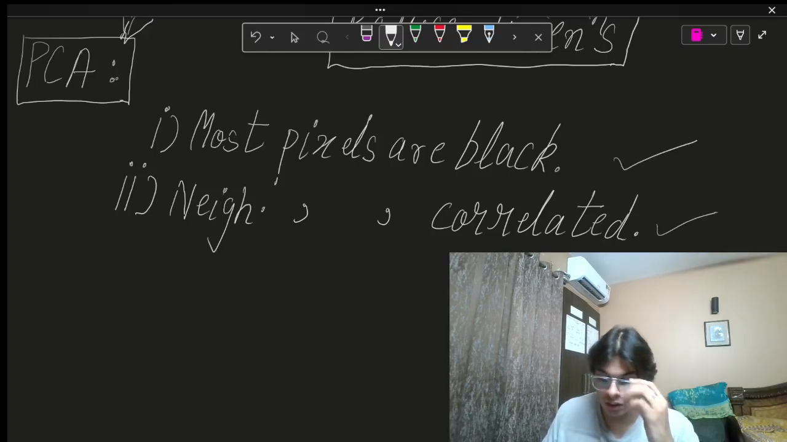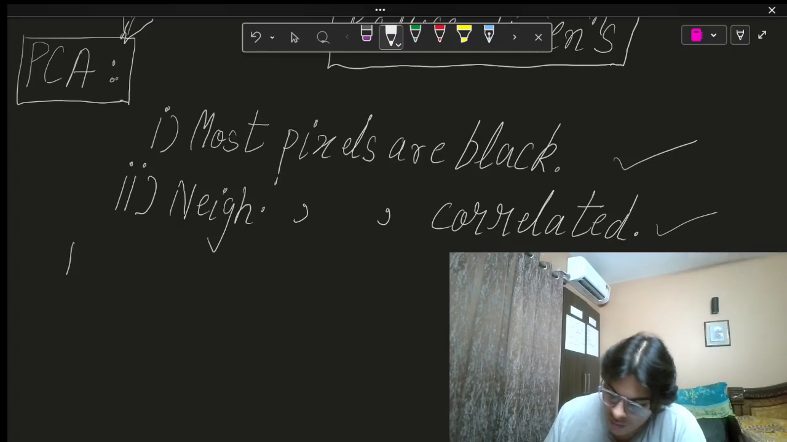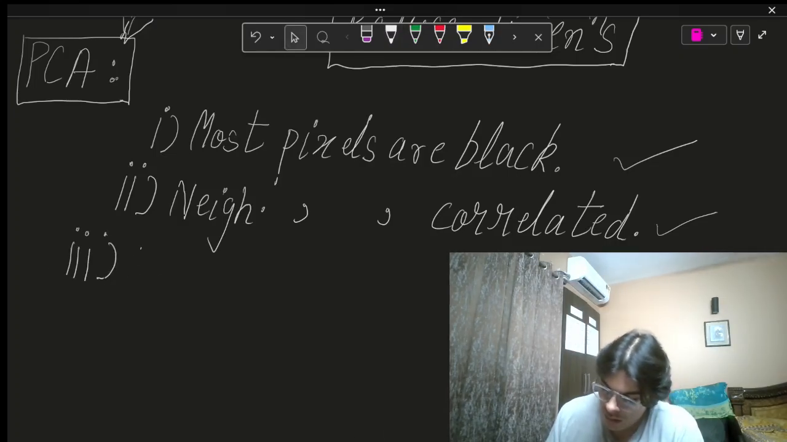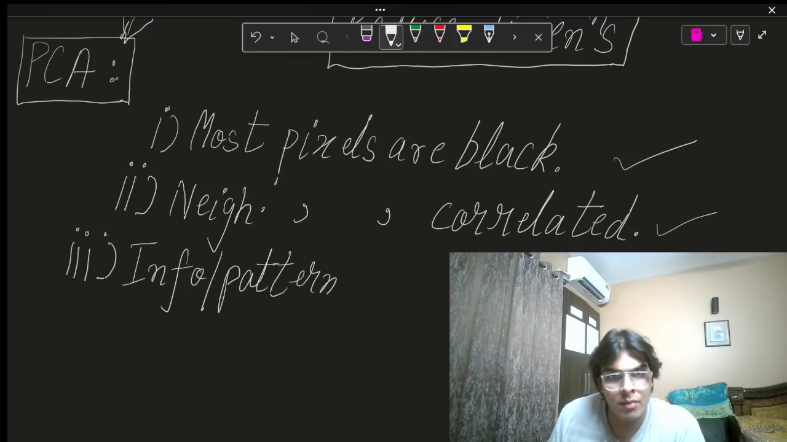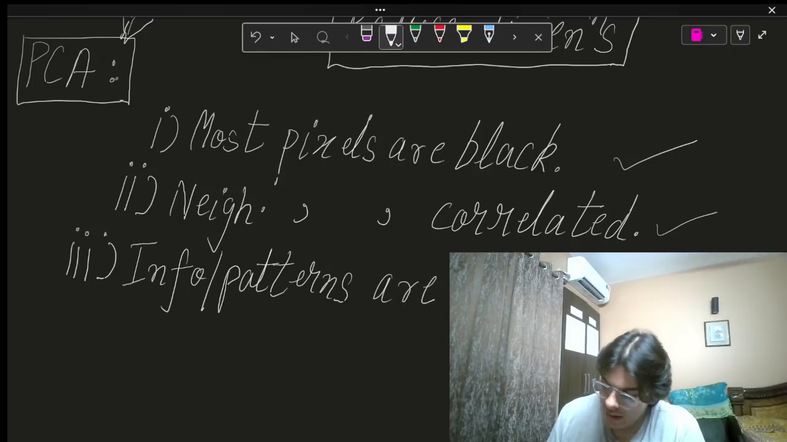Okay, now there is a third reason. It is also similar to the first one that we discussed. We can say that the information, or the patterns, that we want our model to capture are very less compared to 784. Okay, so this is again the same thing.